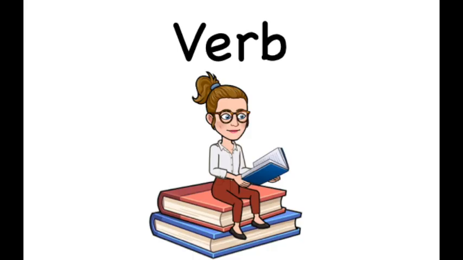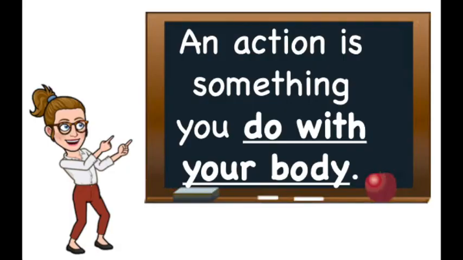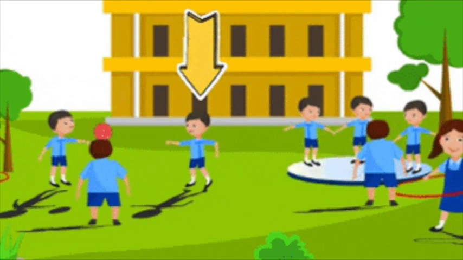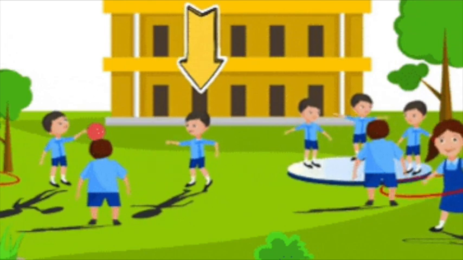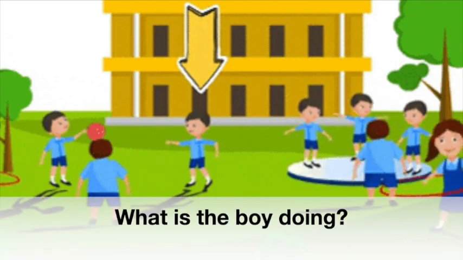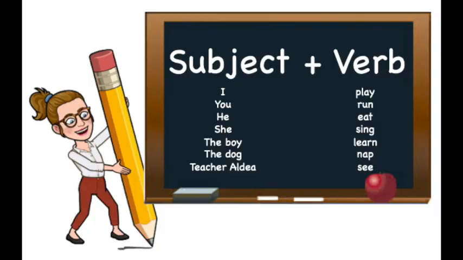And then comes the verb. The verb is an action. An action is something that you do with your body. So we look at the picture and we ask the question, what is the boy doing? And the answer is going to be the verb. Okay, so far, in an English sentence, we have the subject and the verb. First, we write the subject, and then comes the verb.